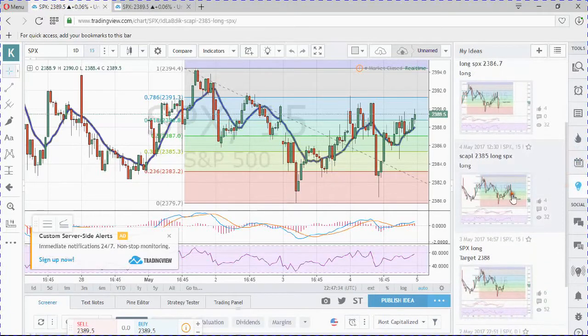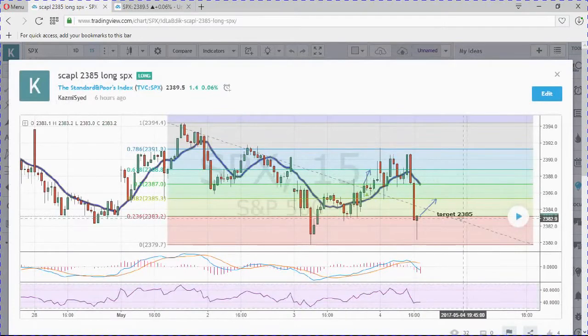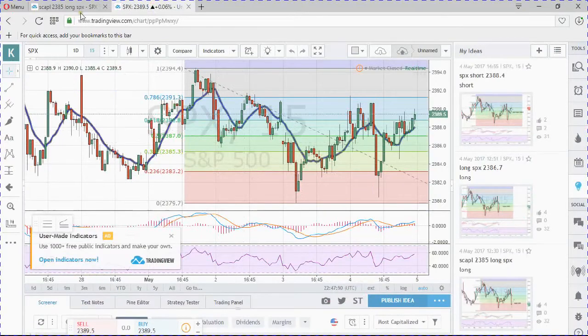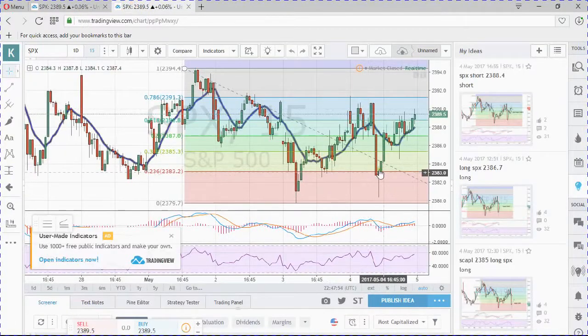this one, and my target was 223.85, and it was a long position that I wanted. So I'm going to go on the chart and explain why I took it long. It is basically in here that I took the position, right here.